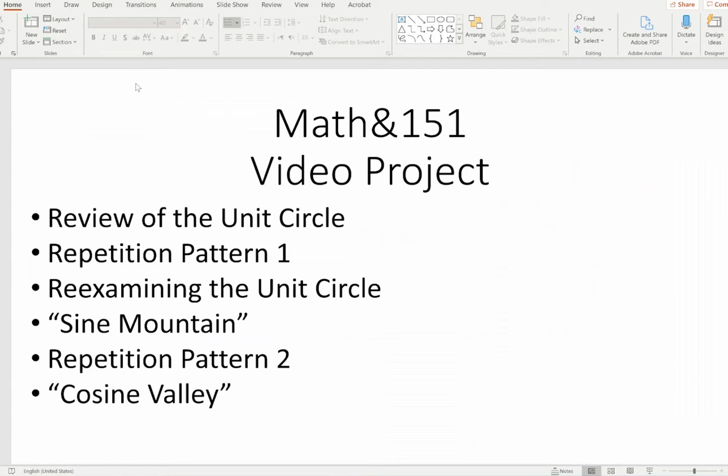So repetition patterns 1 and 2 are not going to be tips and tricks. They're going to be animation sequences of certain values across the unit circle backed by music going to the beat to help you associate where certain values are placed on the unit circle.